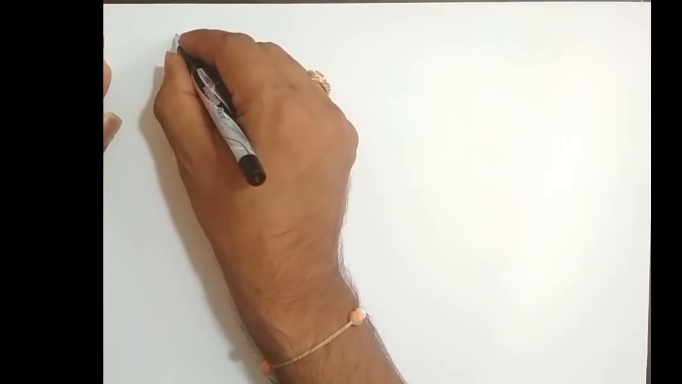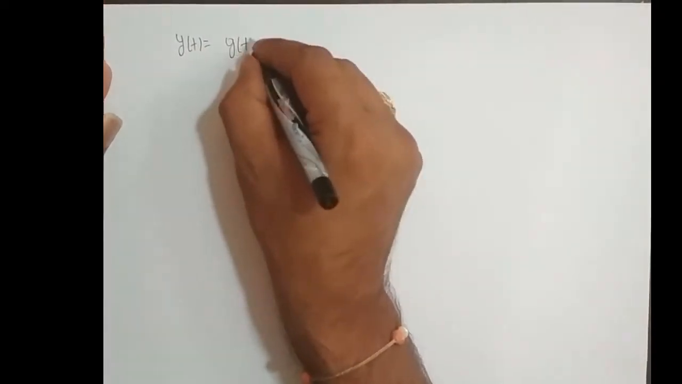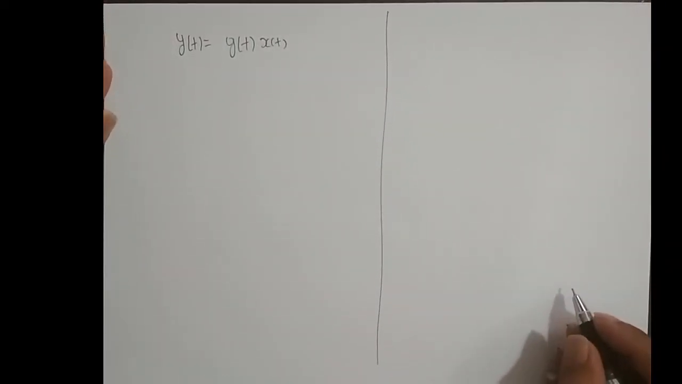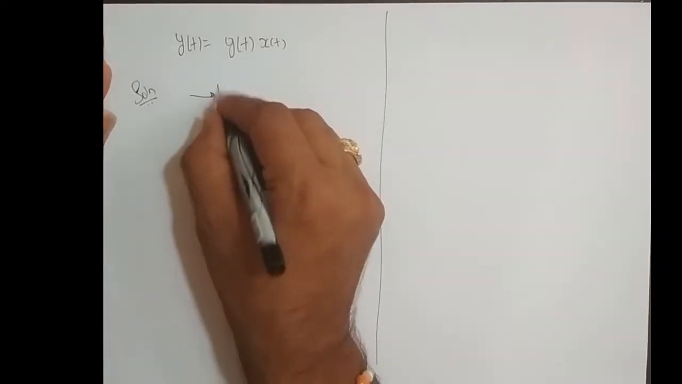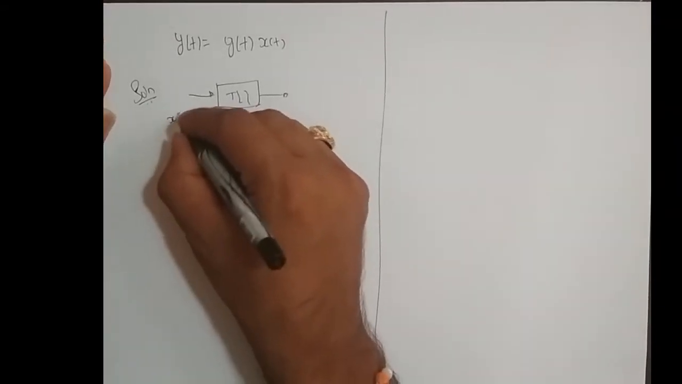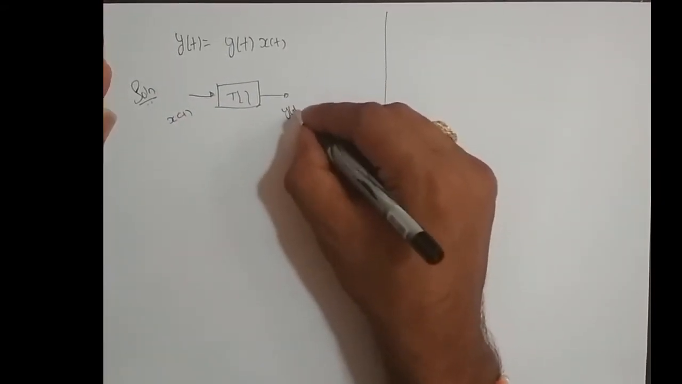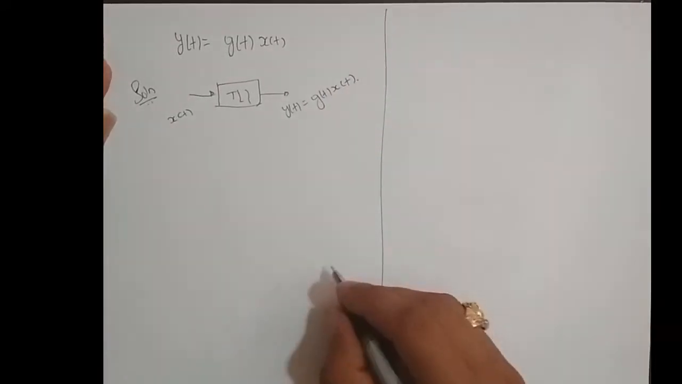So we'll take up one more. So y of t is equal to g of t into x of t. Fine. So solution, we'll write the system T. The input I'm applying is x of t, output is y of t, and what is y of t? g of t into x of t.